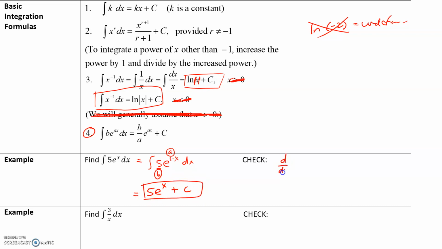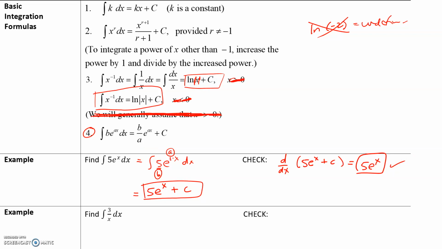To check, let's take the derivative of 5e to the x plus c. The derivative of 5e to the x, remember you keep the same term, so we keep 5e to the x and just multiply it by the derivative of the x, which is 1, so we don't have to write that. And the derivative of a constant is 0, so 5e to the x, that's exactly what we had in the antiderivative. That's correct.